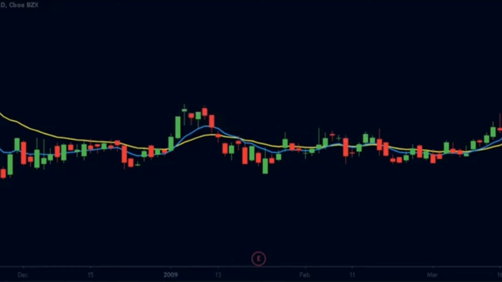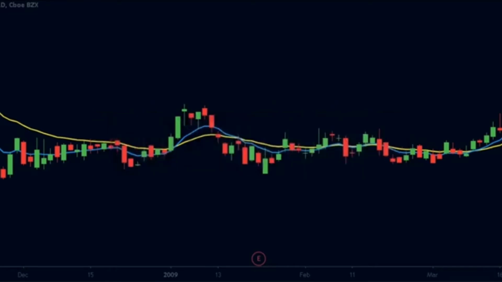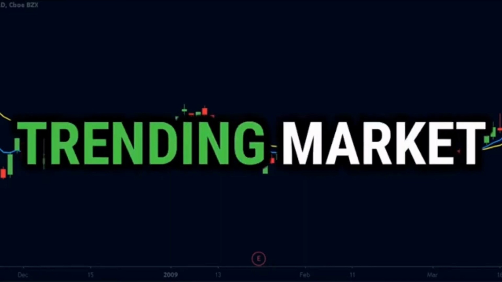The moving averages also give crossovers multiple times. In such a market condition, we want to avoid trading. Our strategy will not work in such market conditions. We need a trending market to trade this strategy.